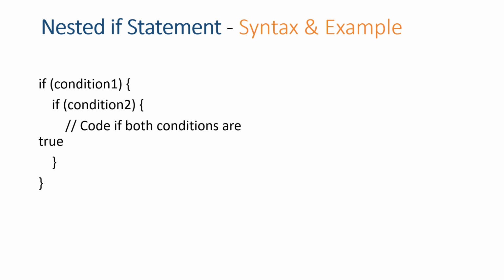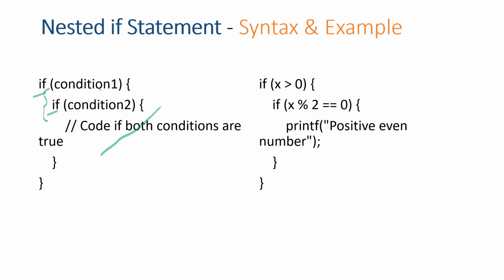And here you can see the syntax of the nested if condition. If the first condition is true and also the second condition is true, it has to execute this block of statements. And here you can see, if x is greater than 0 and x is divisible by 2, then it has to print positive even number.